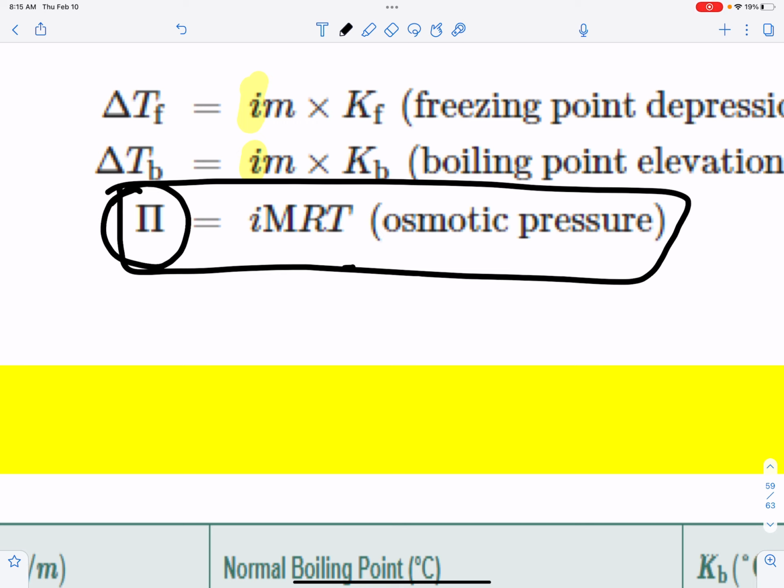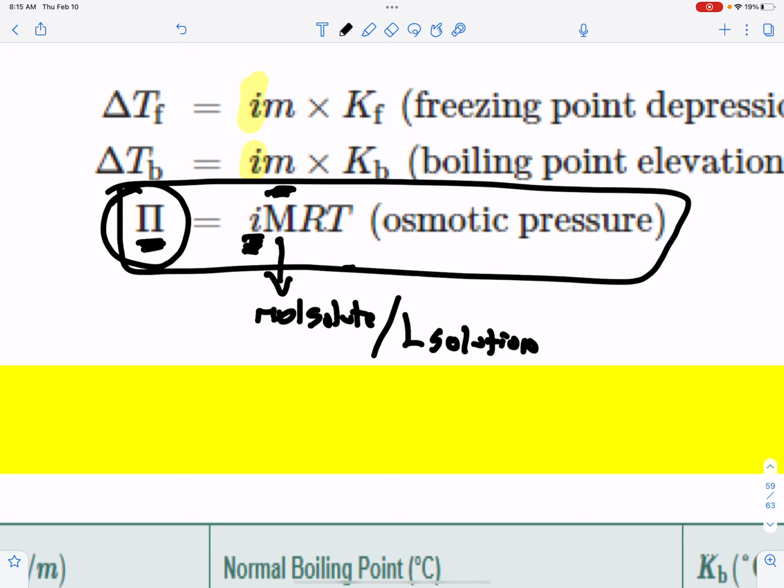It's going to depend first on how many particles you're putting, the Van Hoff factor. It's going to be based on the molarity, the moles of the solute divided by the liters of the solution. So the more concentrated it is, the more pressure it's going to put. And then we're going to use the temperature, right? Because if the particles are pushing against the wall, the faster they move, the more pressure. So as the temperature increases, they're moving faster.